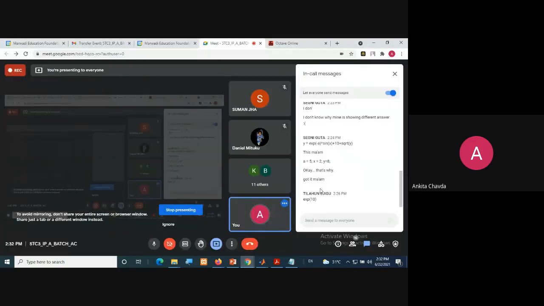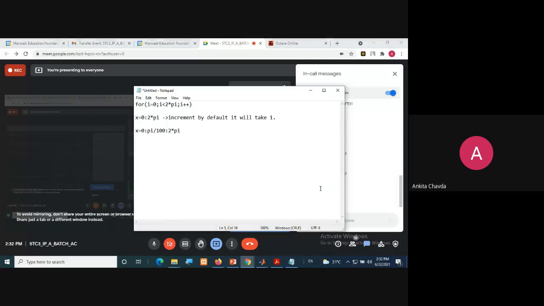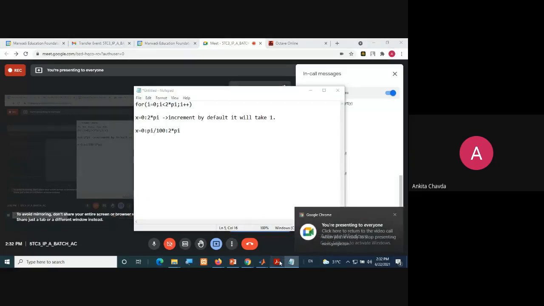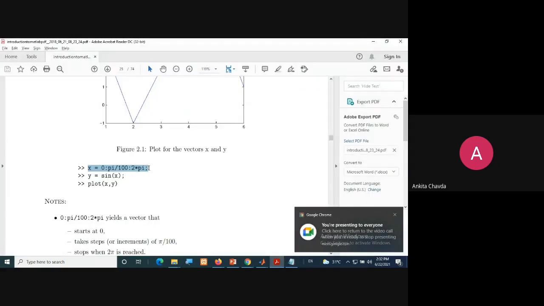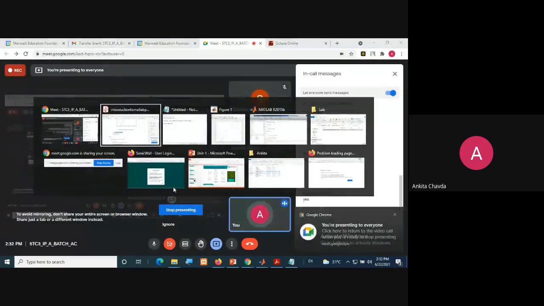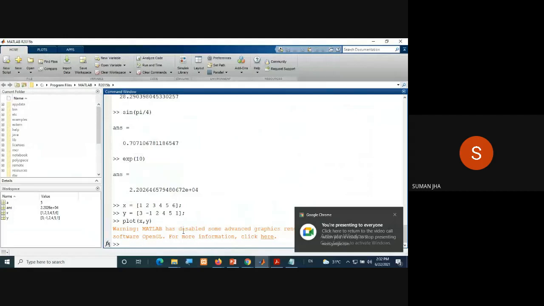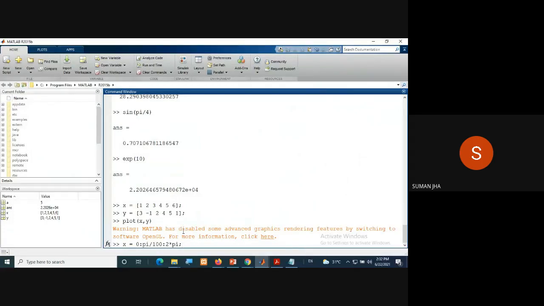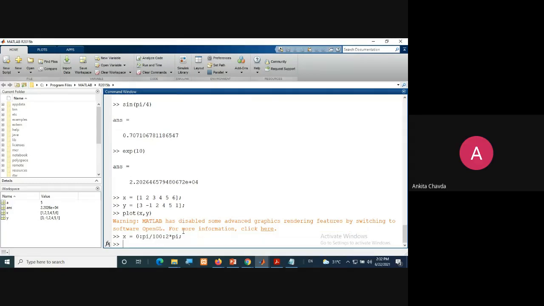Say yes or no? Yes. Okay, good. So this is what we have specified here. I'm giving this to my MATLAB. So, ma'am, we have the increment in between the initialization and condition? Yes, right. The increment value is between these two.